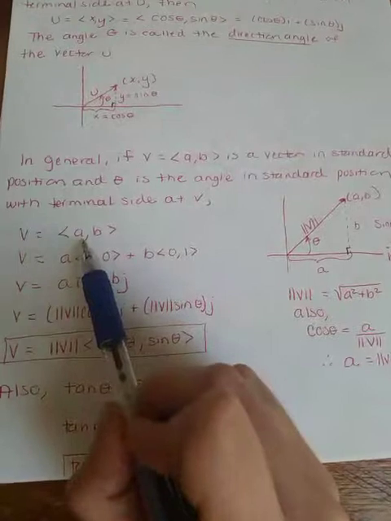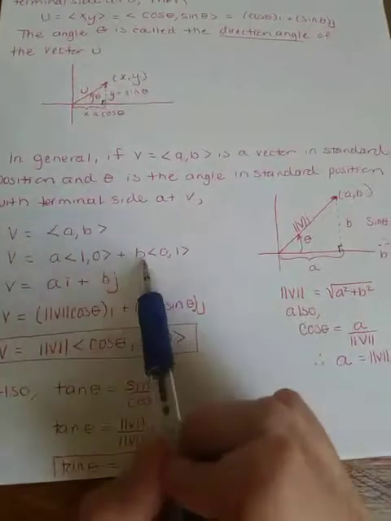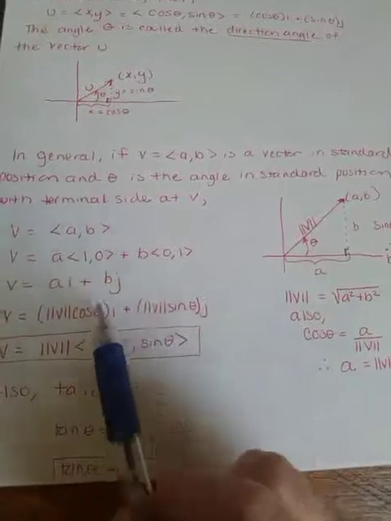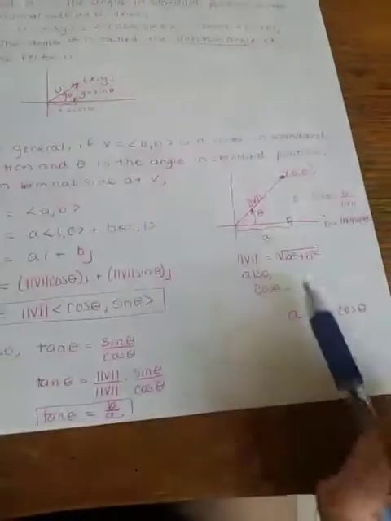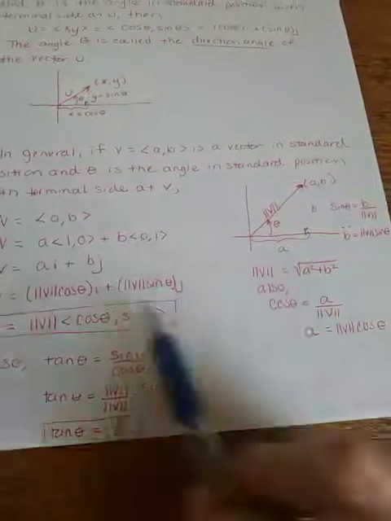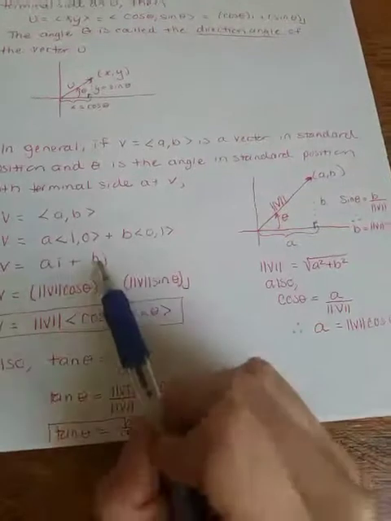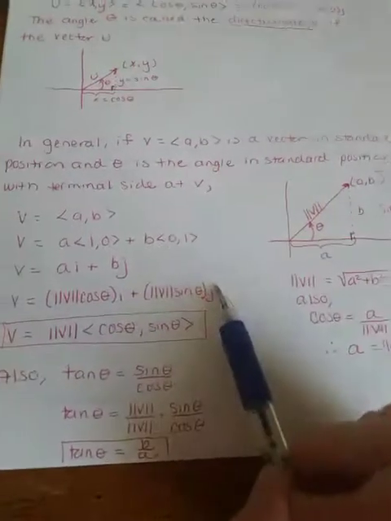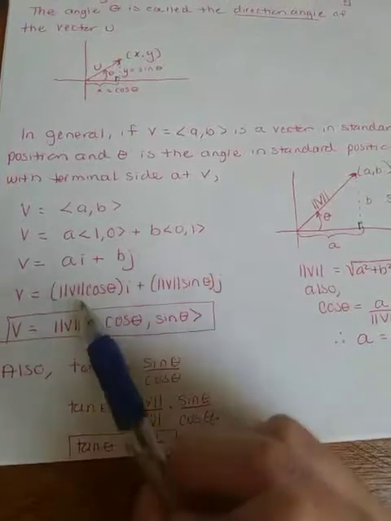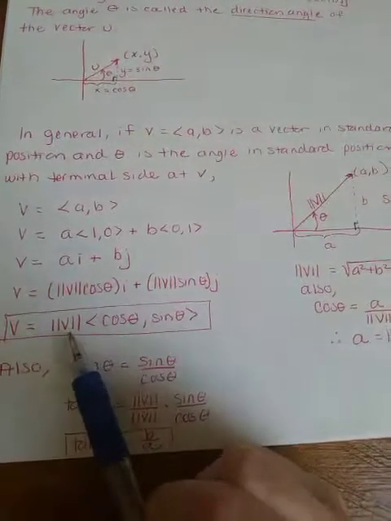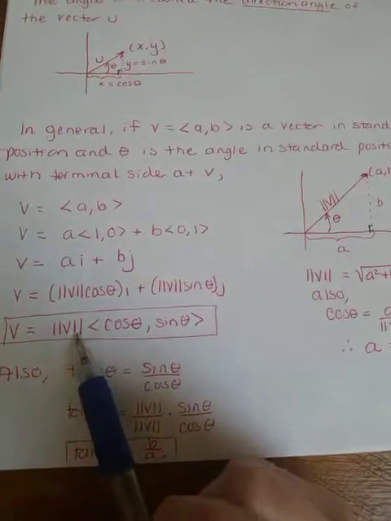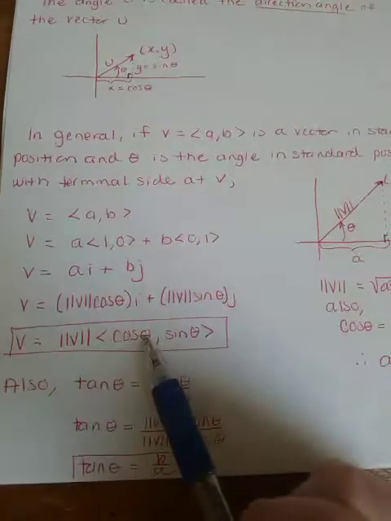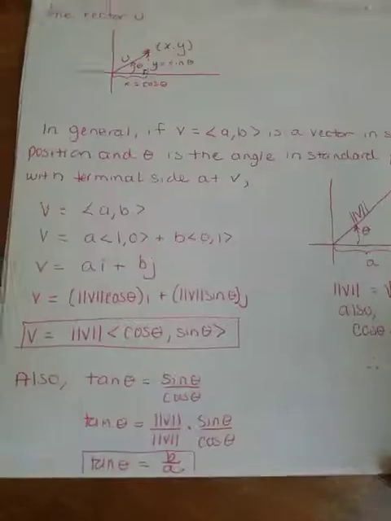I can take a, b, and write those with your standard unit vectors, ai plus bj. By substitution, a is the magnitude of v cosine of theta, i. Same thing with b, that's the magnitude times sine of theta, j. You can factor that out, and before we talked about how we can write that scalar outside, so it's the magnitude of v, and then in component form, cosine of theta, sine of theta.